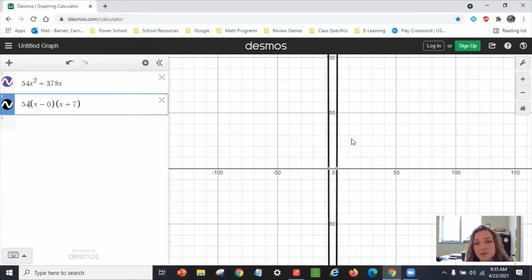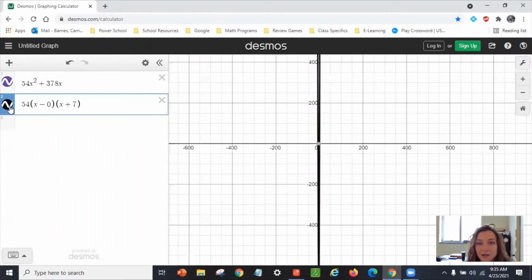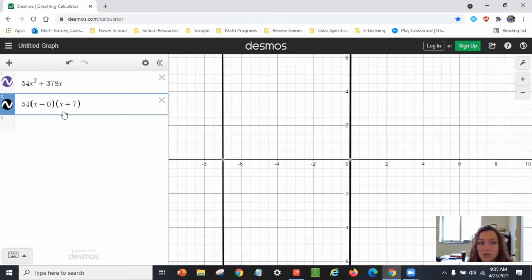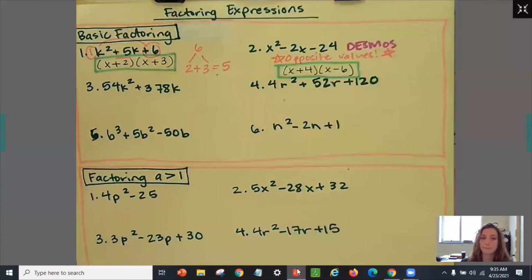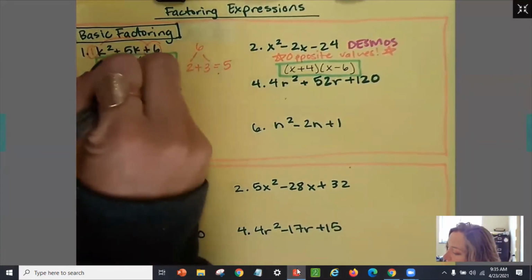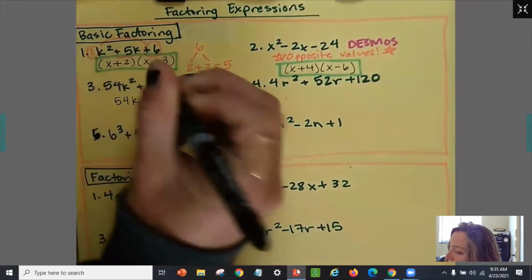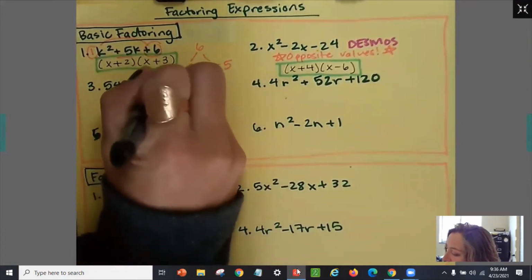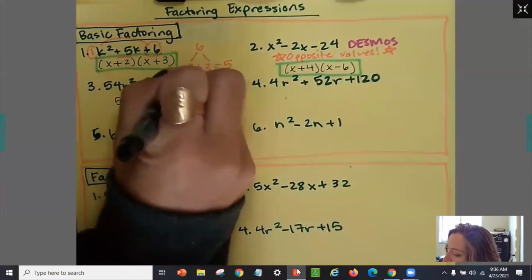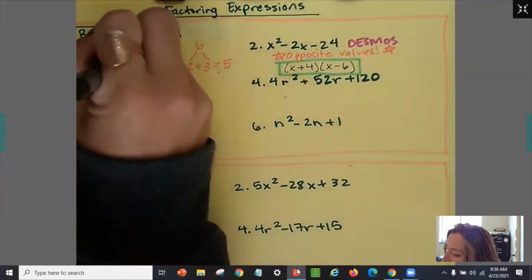So now that I type in 54, I can see that this does line up on top of my equation, and now I'm all good to go. The only thing that I'm going to change here is that x minus 0 is the same thing as x. So I'm just going to make this x, and 54 times x is just 54x. So we're going to make this 54x times x plus 7. 54x, or 54k, times k plus 7. There we go. And these were actually k's in this problem as well.